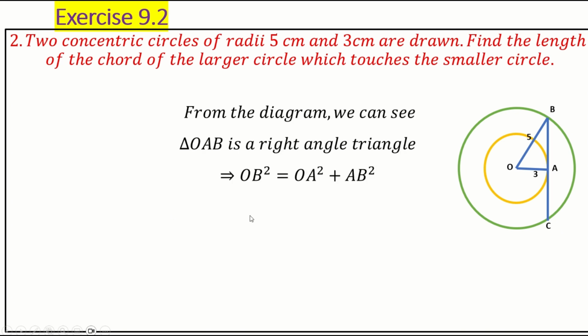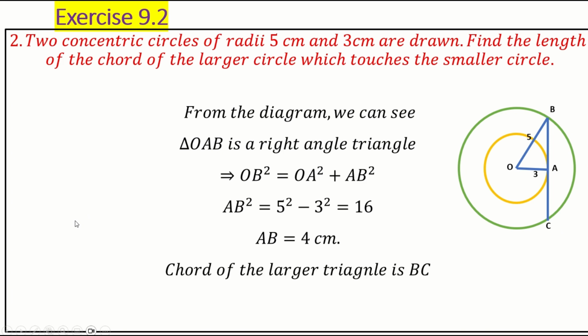Okay, AB equals 4 centimeters. The chord of the larger circle is BC. BC equals twice AB, which is 8 centimeters. Next.